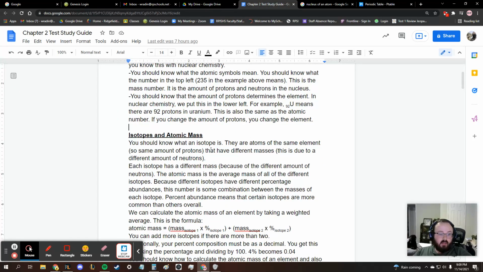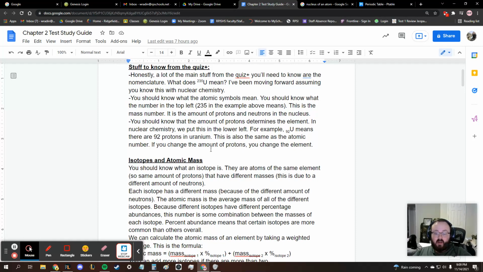Isotopes and atomic mass. So we are talking a lot about different isotopes, radioactive isotopes. Some isotopes are radioactive, some are not.